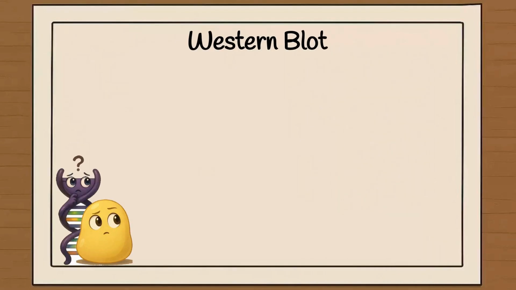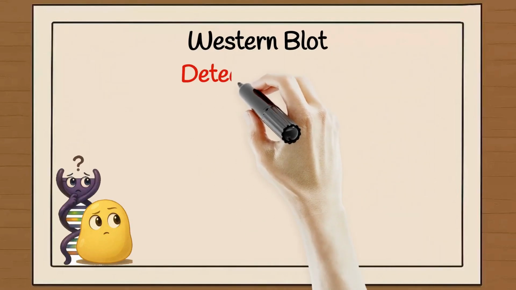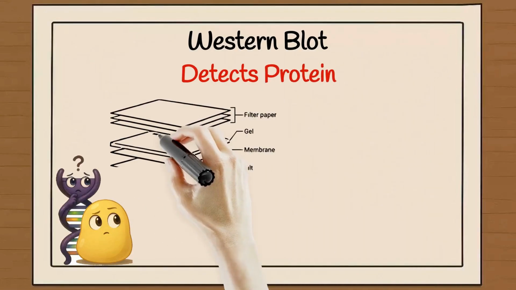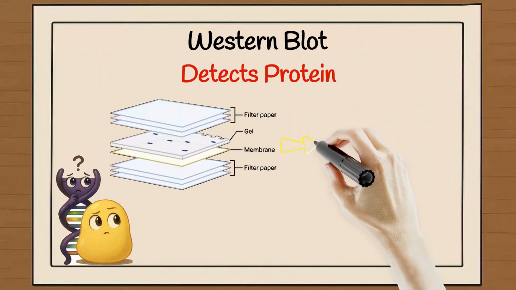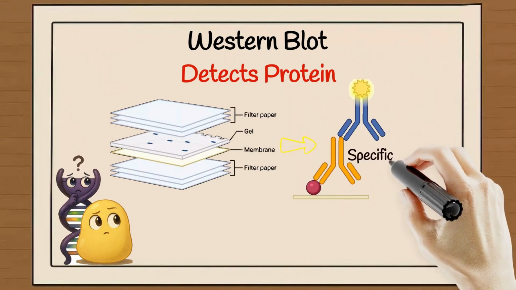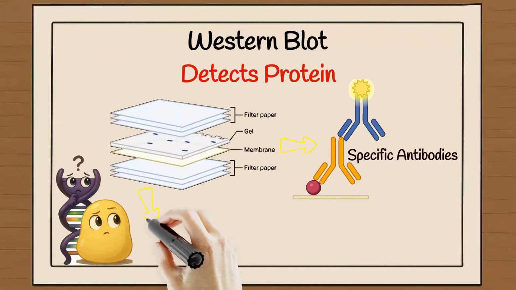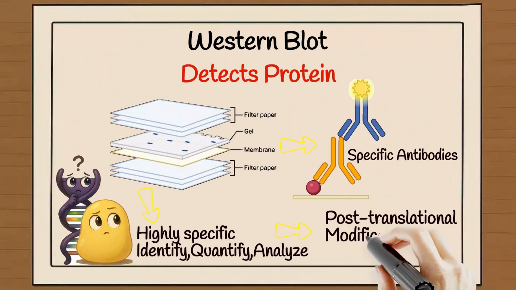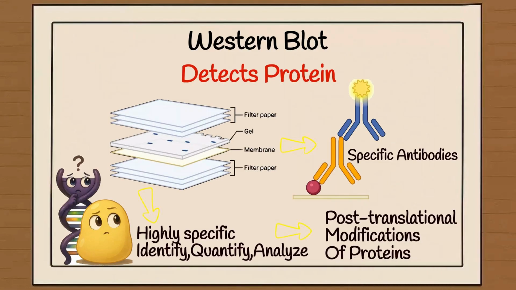Western blot. This is the most widely used blotting technique in modern labs, especially for protein detection. Proteins are first separated by SDS-PAGE gel electrophoresis, transferred to a membrane, and then detected using specific antibodies. It's highly specific and can identify, quantify, and analyze post-translational modifications of proteins.